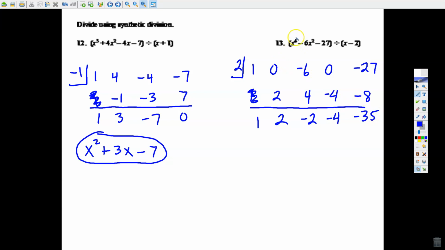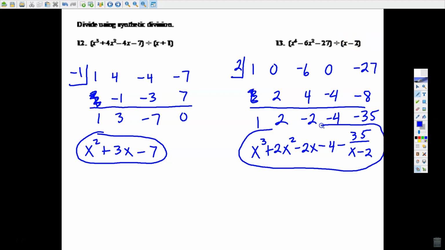So remember, I divided into fourth degree. The exponent was 4, so this has to be in front of x to the third. It's always 1 degree less. 1x to the third, and then 2x to the second, minus 2x. We're just going down by 1, and then -4 has to be a constant. And then I'm going to be subtracting 35 over what I divided by, x minus 2. And that's my answer for number 13.